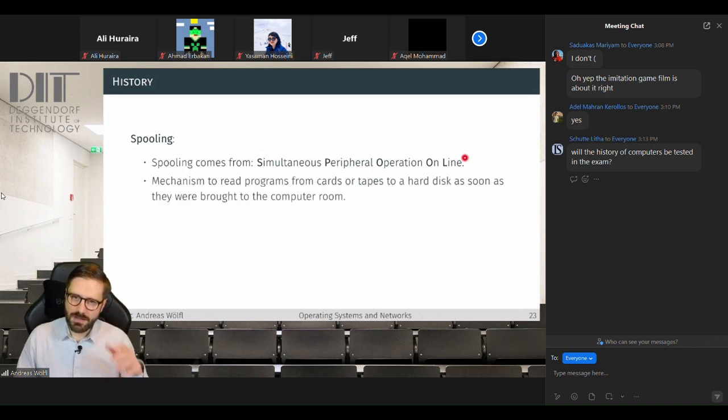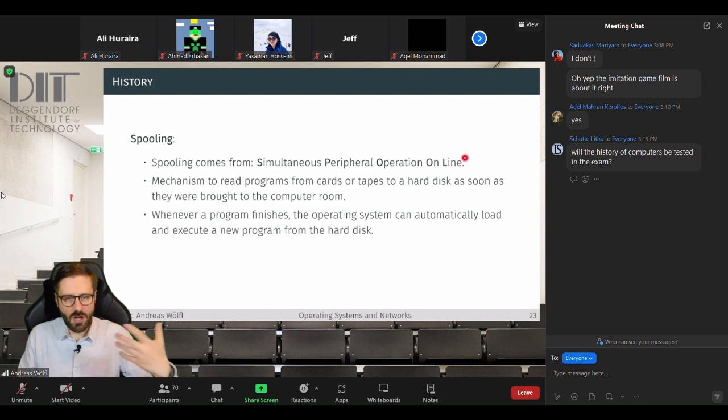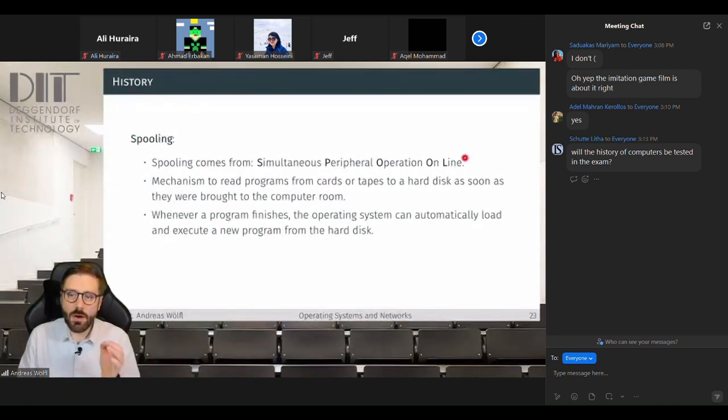It means that users are in their offices and they program, right? And they have the program on a tape or on a punch card. And the mechanism is to load the tape to a hard disk. So computers have hard disks now, so persistent storage. And they load their programs from a tape to a hard disk as soon as they were brought to the computer room. And whenever a currently running program finishes, the operating system and not the operator loads the next program to execute from the hard disk and executes that.